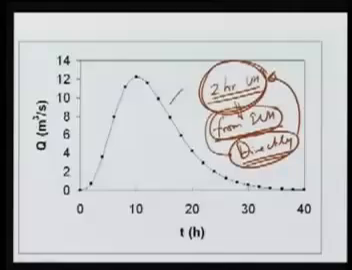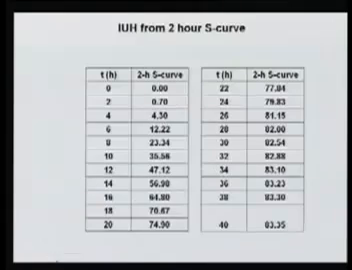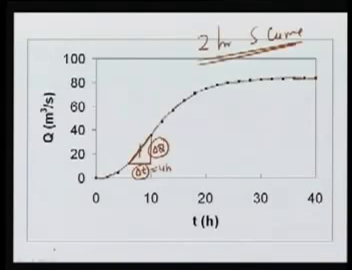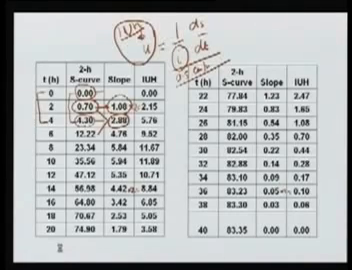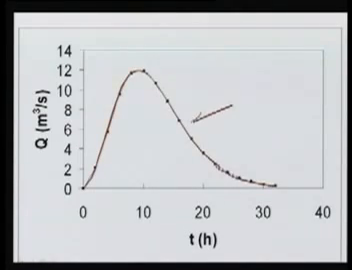Then we use the 2-hour UH to derive the S curve for 2 hours. So the 2-hour UH is given by this curve. Using this 2-hour UH, we have derived the 2-hour S curve, and then from this 2-hour S curve we can obtain the IUH, which should be similar to what we had started with, but this just gives an idea of how to obtain an IUH for a given unit hydrograph.